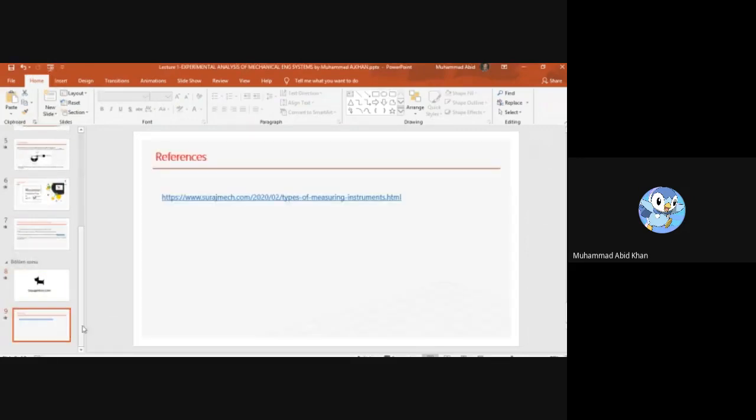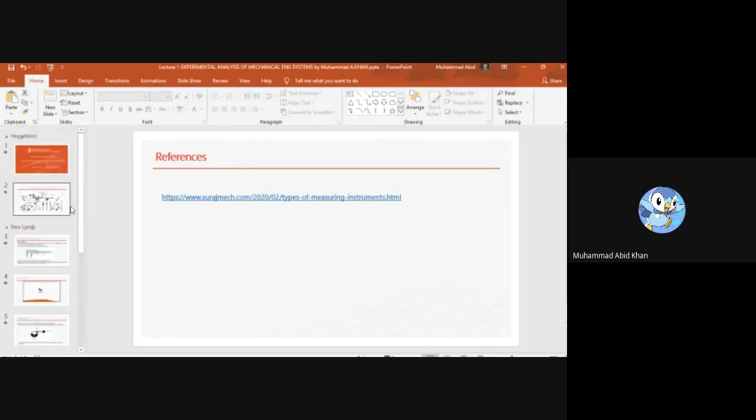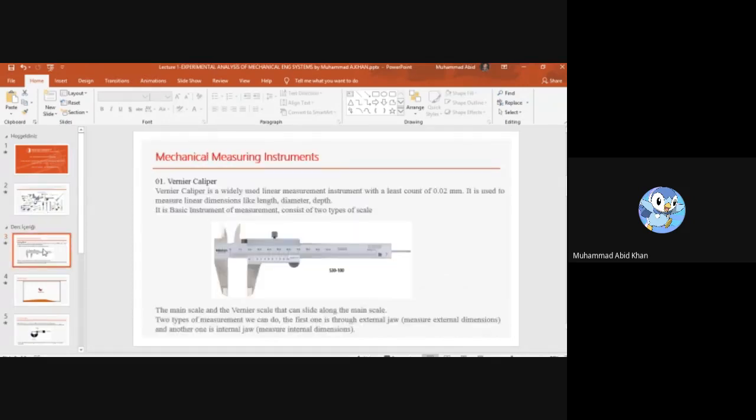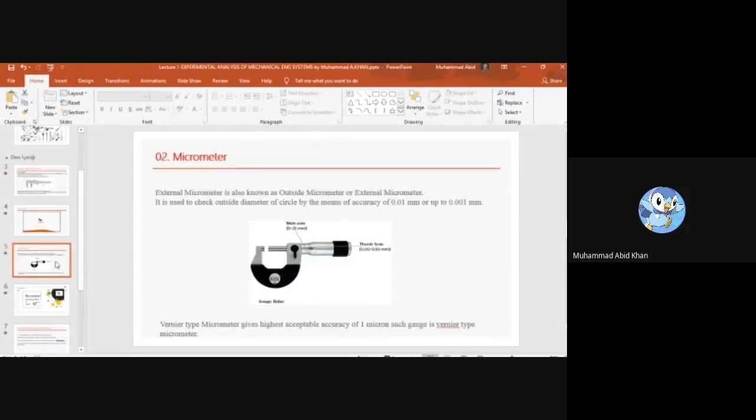In this part, there are references as well. You can check it. I will attach this PPT file on the Zoom account. You can download it, and I will upload the video on the Zoom account. Today we discussed vernier caliper and the micrometer, its uses, application, and the differences between vernier caliper and micrometer.